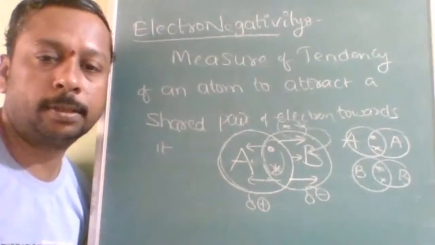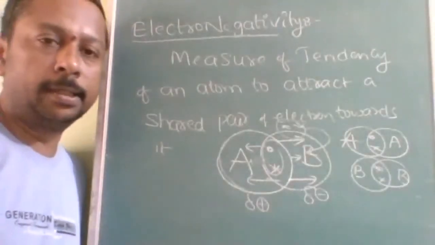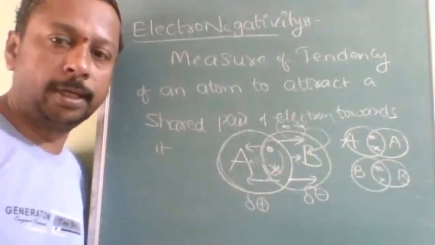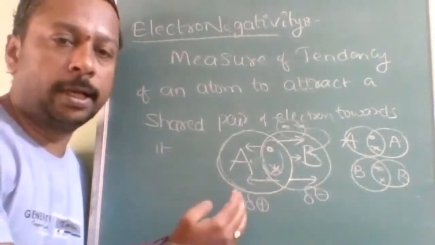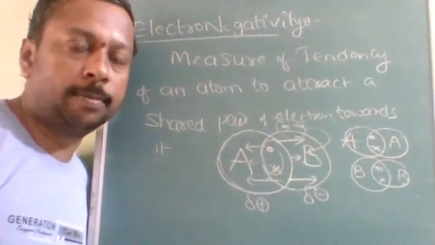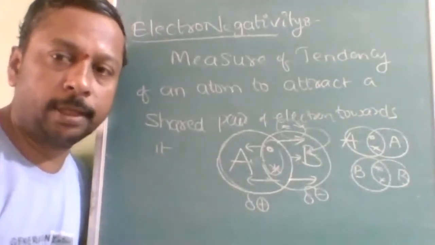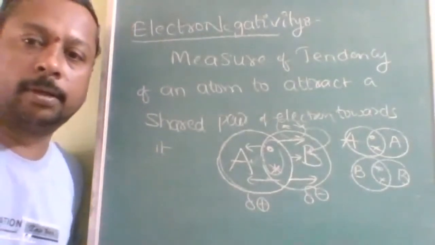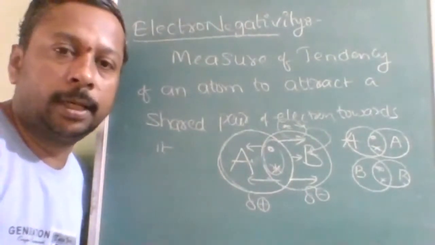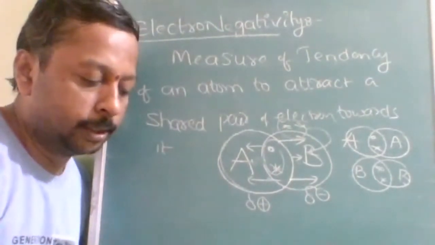Note down this. Now, this is a tendency. Here we say electronegativity is the tendency to attract the shared pair of electrons, not the bond pair, and it is applicable to covalent bond only. It is applicable to what bond? Covalent bond.